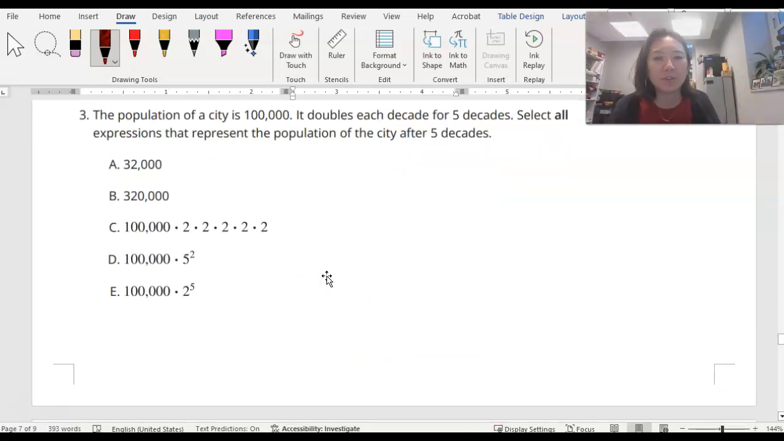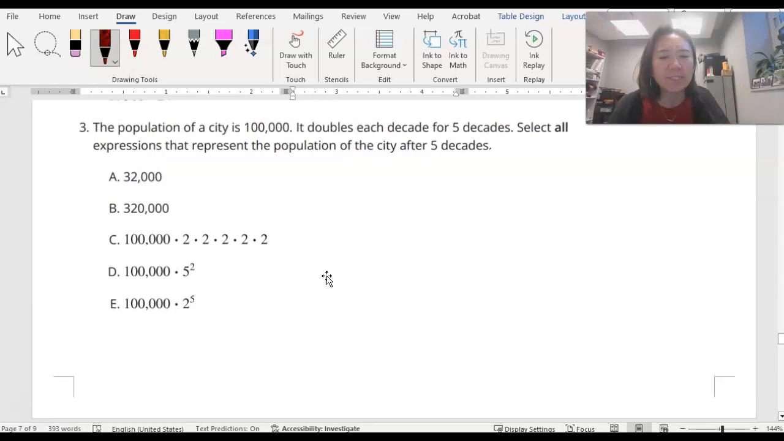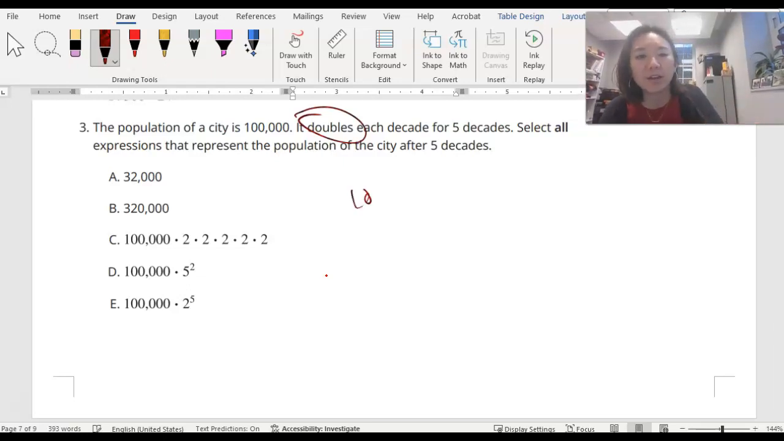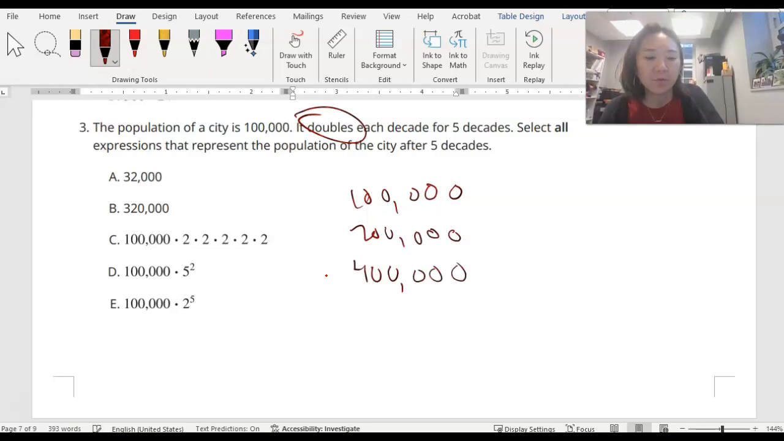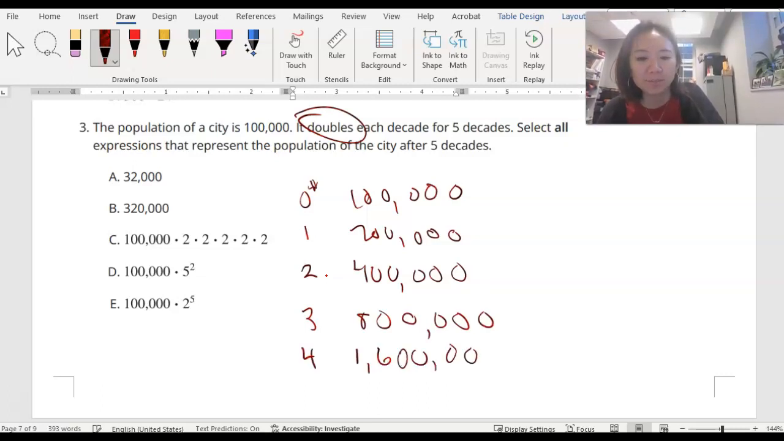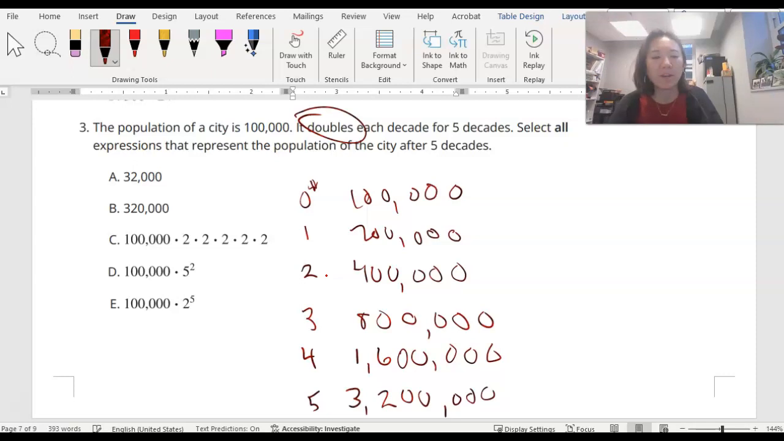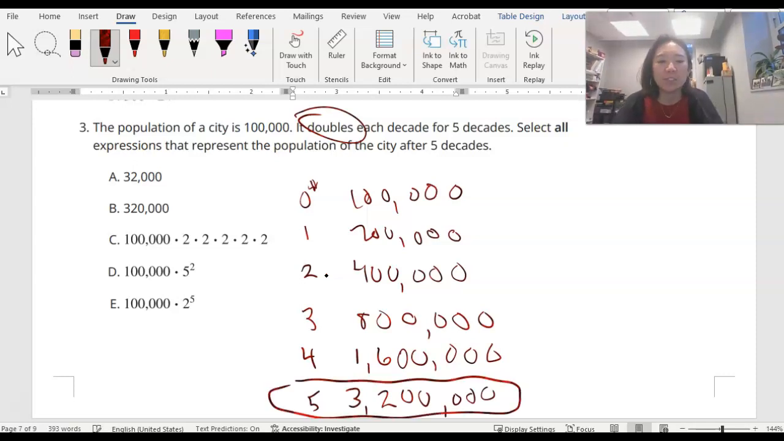The population of a city is 100,000. It doubles each decade for 5 decades. Select all the expressions that represent the population of the city after 5 decades. This is doubling, which means it's going to be exponential. And we're starting at 100,000 and then going to 200,000, going to 400,000. So we have 1, 2, 3. This is our 0th because that's our starting amount. 800,000. All right, so then 4, we're going to be 1,600,000. And then in the 5th decade, 3,200,000. Doubling each time, right? And so whatever we choose needs to be equivalent to this here.